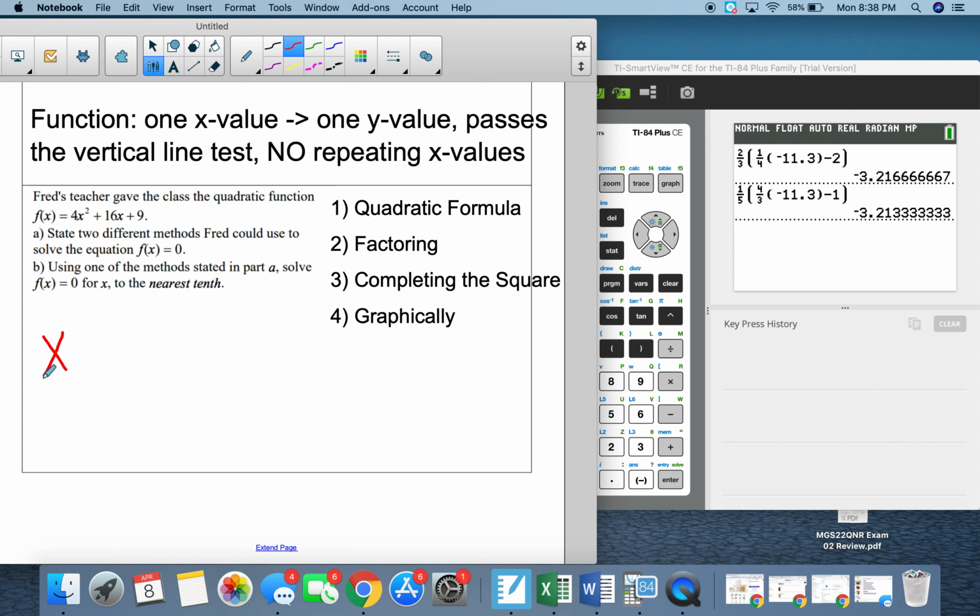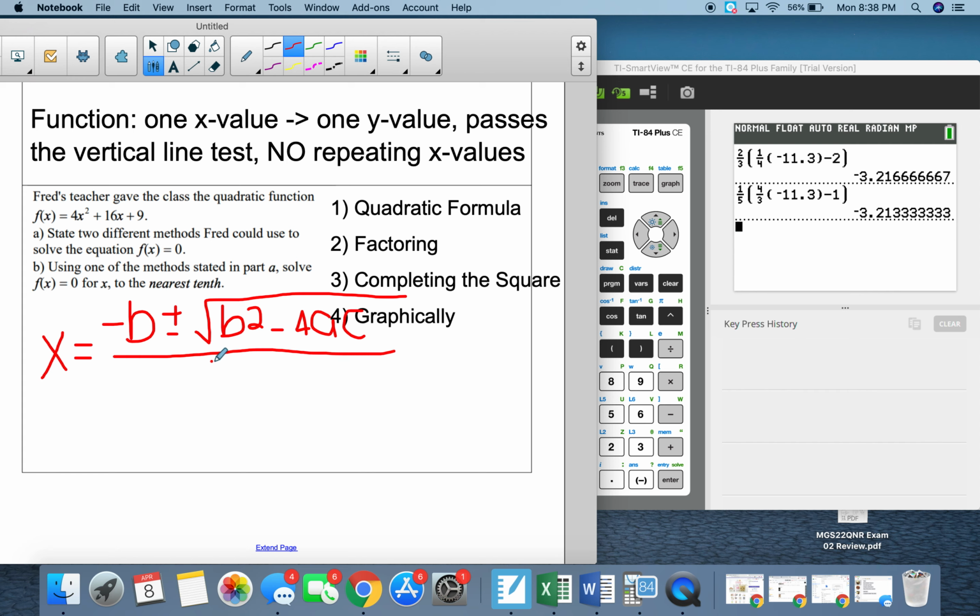x is equal to negative b plus or minus the square root of, and this is going to get messy, but it's okay, b squared minus 4ac, and this is really difficult to do on my laptop, so it's kind of messy, all over 2a.